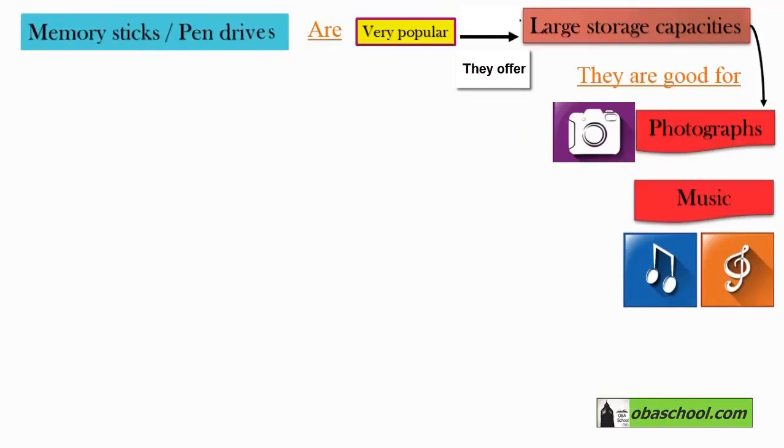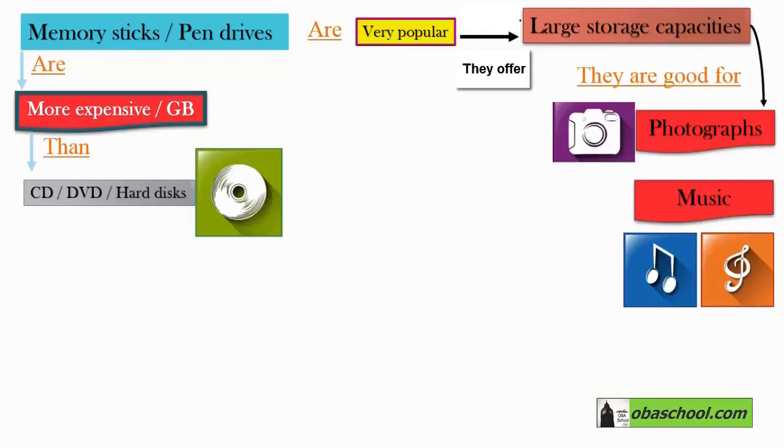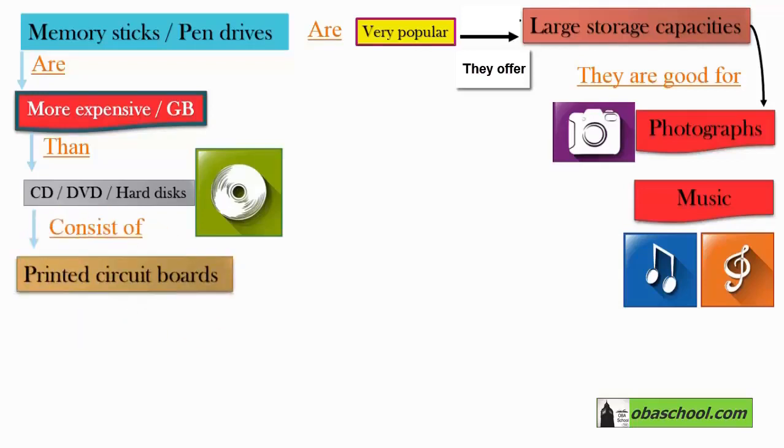Okay, so furthermore, the memory sticks and pen drives are more expensive per GB. So the higher the GB, the more expensive it is. And the memory sticks and pen drives are more expensive than the CD, DVD, and the hard disk. Also, the memory sticks and pen drives consist of printed circuit boards, which is enclosed in a plastic case.